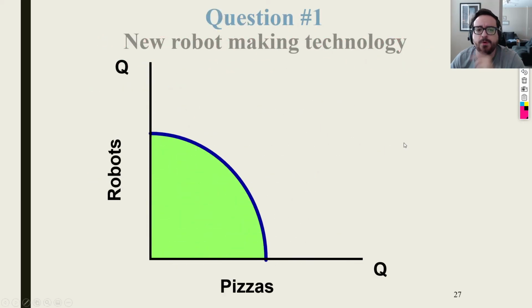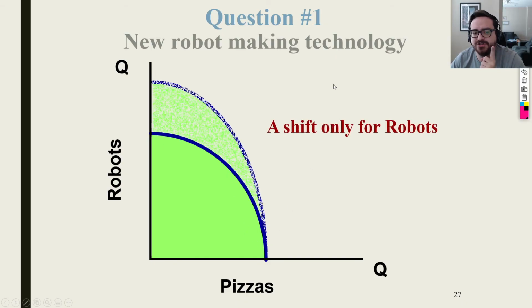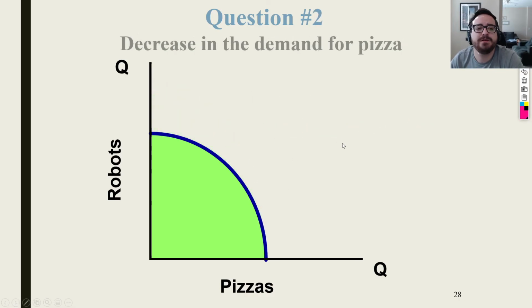Okay, going through them one by one. Robots, pizzas, robot making technology. That helps me make robots, doesn't help me make pizzas at all. You should see this shift outward, but only for robots because this does not help me make pizzas at all. Number 2, trick question. This one is super important to focus on.